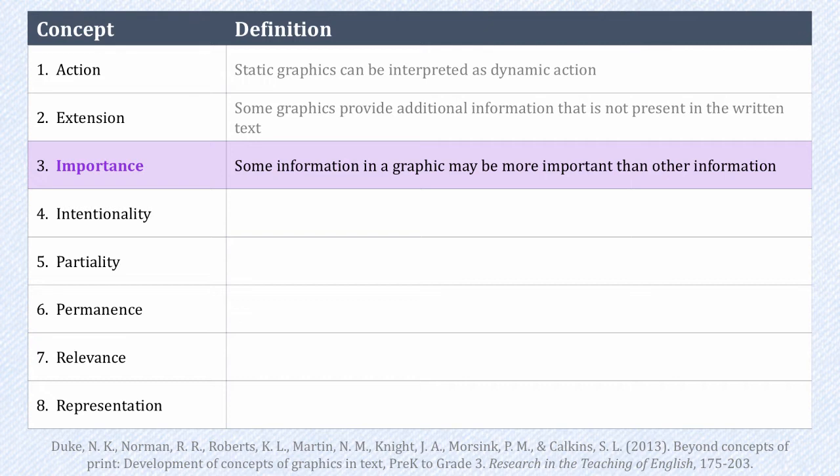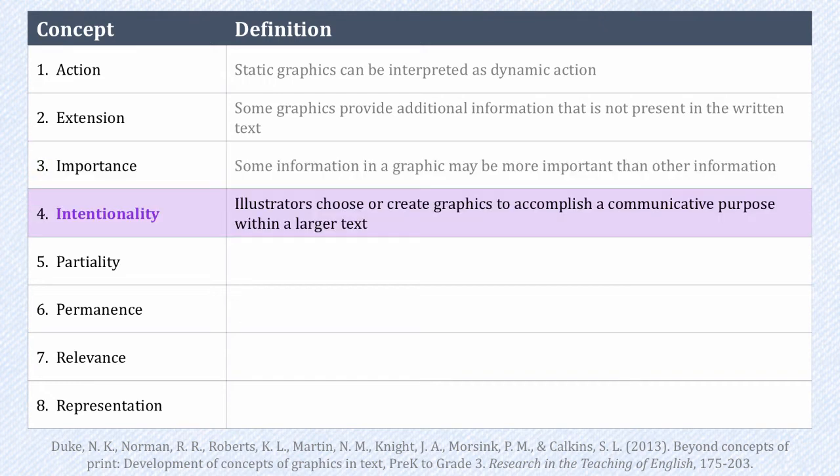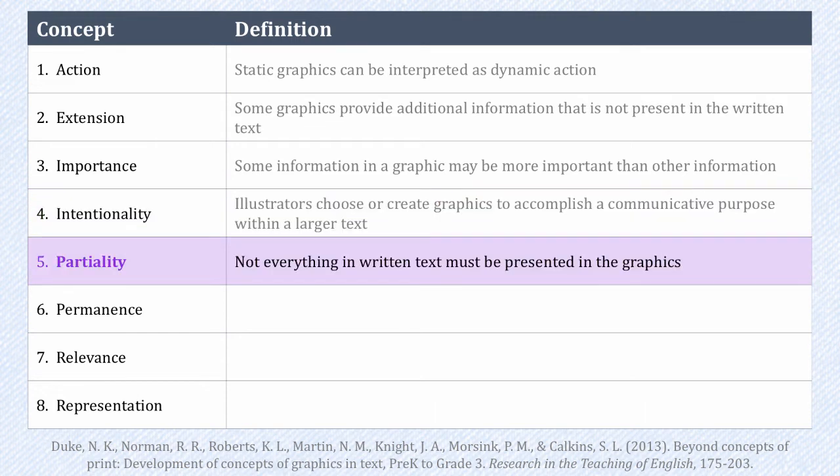And that's the idea that some of the information presented graphically may be very important, and it may even be more important than some of the other information on the page of a textbook. The fourth concept about graphics is intentionality. And this is the idea that illustrators and sometimes authors themselves choose or create graphics to accomplish a communicative purpose within a larger text. There's intention or intentionality behind those graphics. And a more sophisticated viewer of graphics will step back and ask themselves, what is the intent of including this graphic with this text? The fifth concept is partiality.